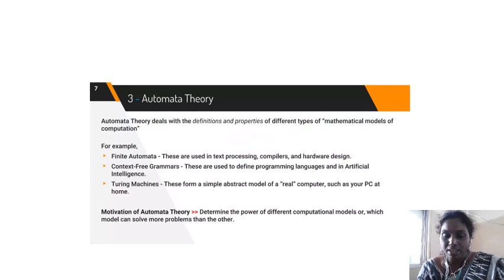Automata theory deals with mathematical models of computation. What is a mathematical model? In maths, we have some set of steps to solve a problem, such as a Venn diagram or a union problem. So we have a mathematical model for that computation. For example, finite automata are used in text processing, compiler design, hardware design, context-free grammar, and the Turing machine. The Turing machine can be designed for adding two numbers.